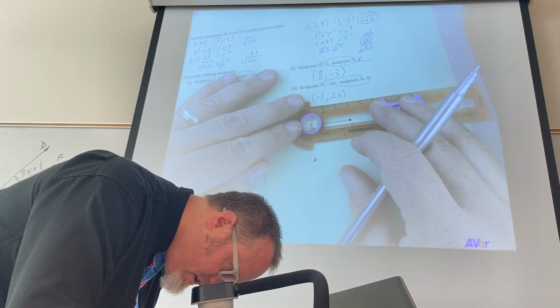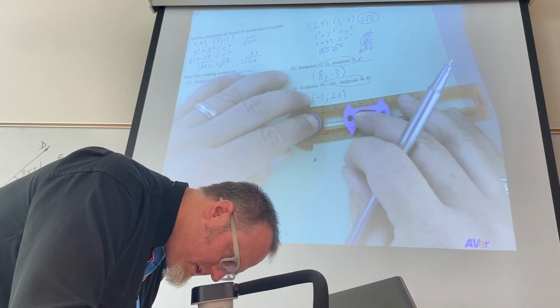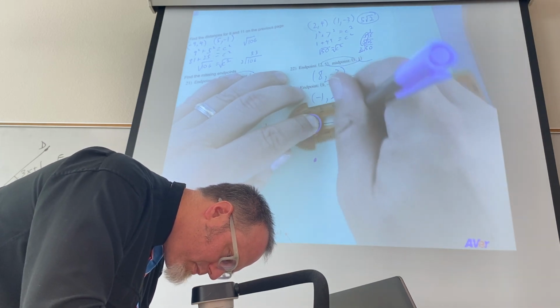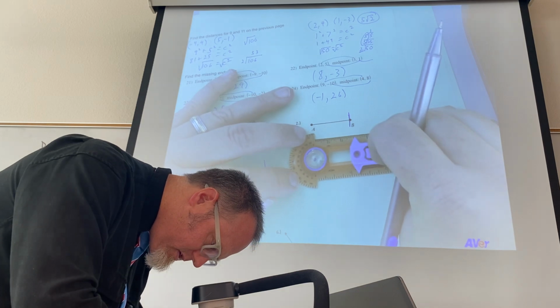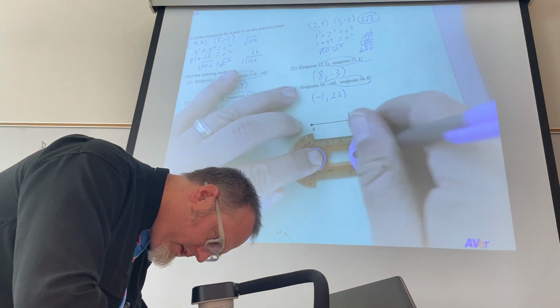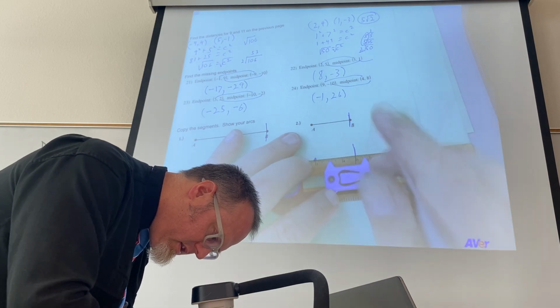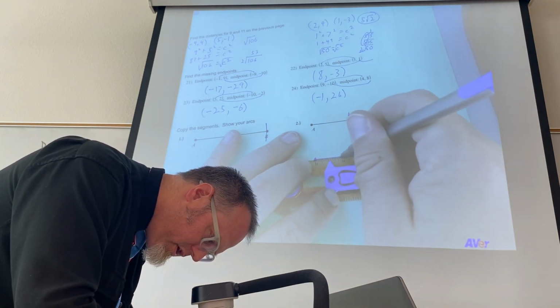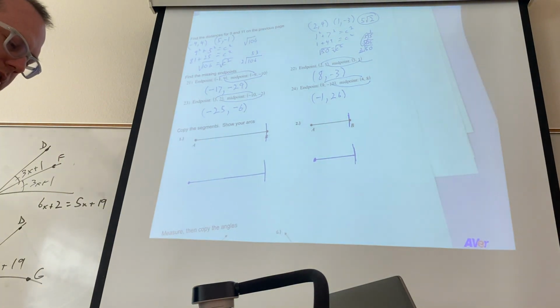Same kind of thing here. Set my center on A, move my measurement to B, make my mark so you know I measured it. Come down here to A, make my mark again, and then I'm going to draw this in. Okay, there's my copy of AB.